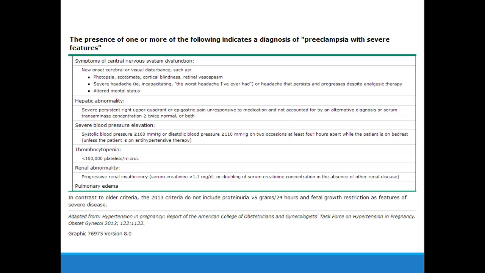This is just a chart showing preeclampsia with severe features. I'm pretty sure you guys have access to this type of material, but I thought I'd just throw it in there since we're talking about it.